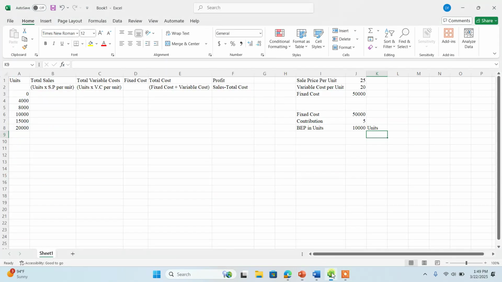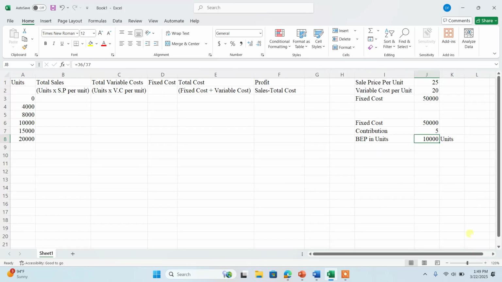It's good even if you can check it here. One thing more: if you are, my dear, producing less than 10,000 units, you will be in loss. If you are producing 10,000 units, you will be neither in loss nor in profit. This is your break-even point. But if you are producing or selling more than 10,000 units, then you will be in profit.